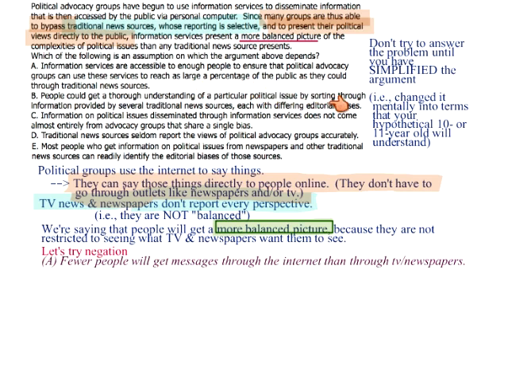B, people could get a thorough understanding of a political issue by sorting through information from several traditional news sources. You should probably be suspicious of this choice anyway, because this is a wrong way choice. B is saying that you can get a balanced picture from the TV and newspapers, which destroys this whole point. But if you try to negate it, it's going to go the wrong way.